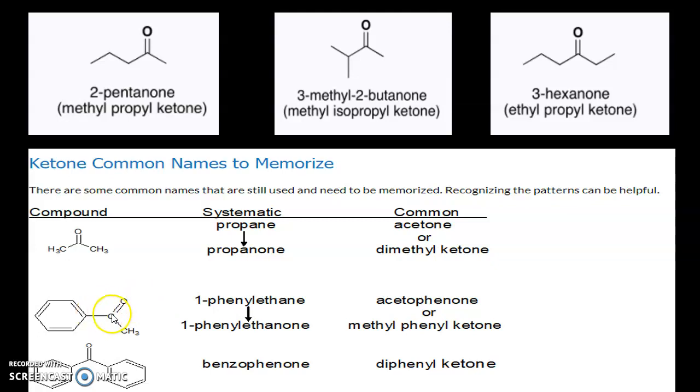Similarly, the systematic IUPAC name of this compound is 1-phenyl ethane, and the E will be replaced by ONE, so it will be 1-phenyl ethanone. If we give number 1 to this carbon, then this will become 2, so the parent alkane is ethane. The E of ethane is replaced to give ethanone, and at position 1 there is the phenyl group. So the name is 1-phenyl ethanone. This is the IUPAC name of this compound, but popularly the name is acetophenone, which you have to remember.